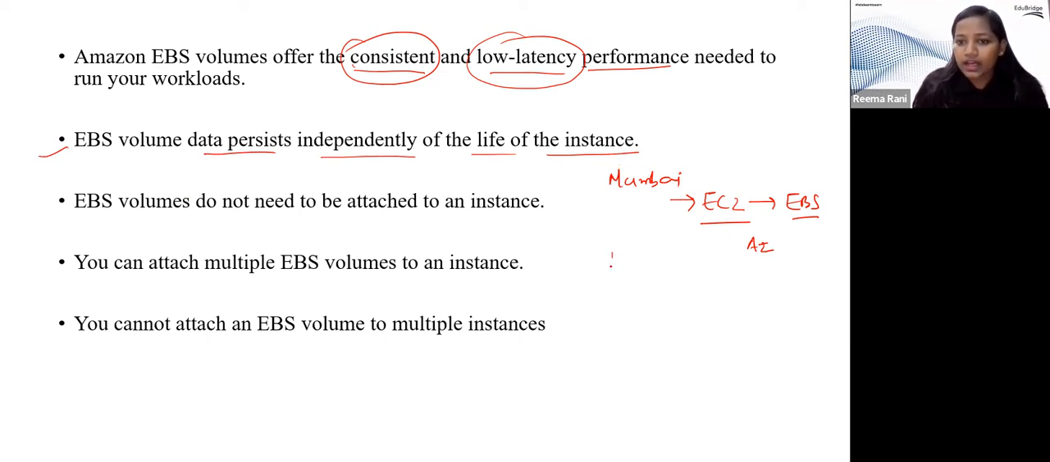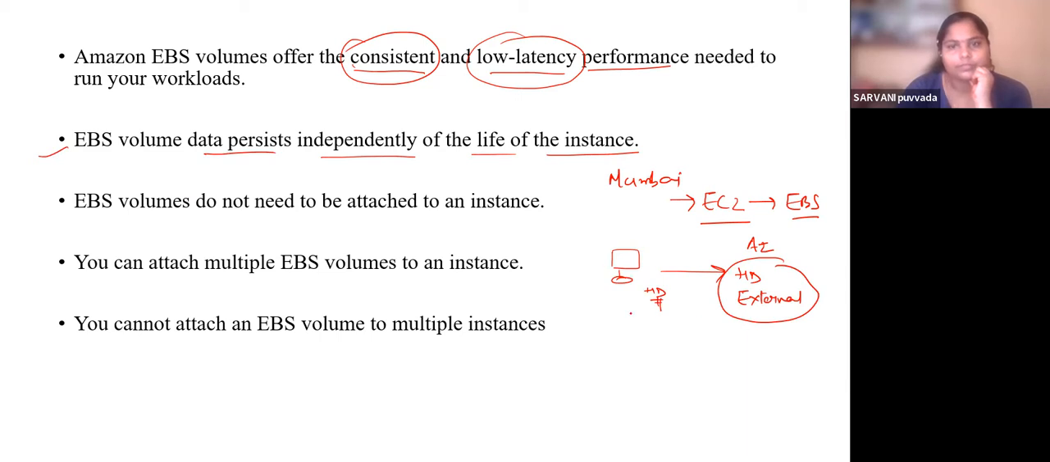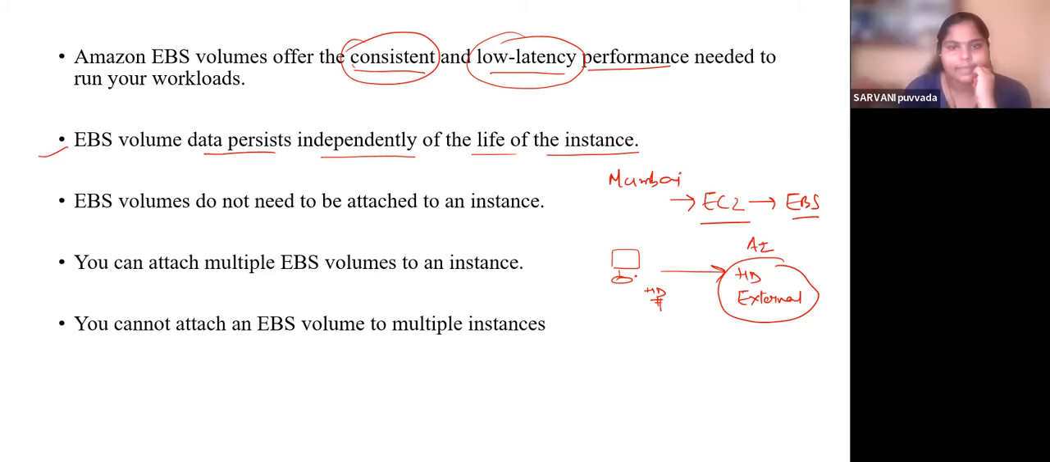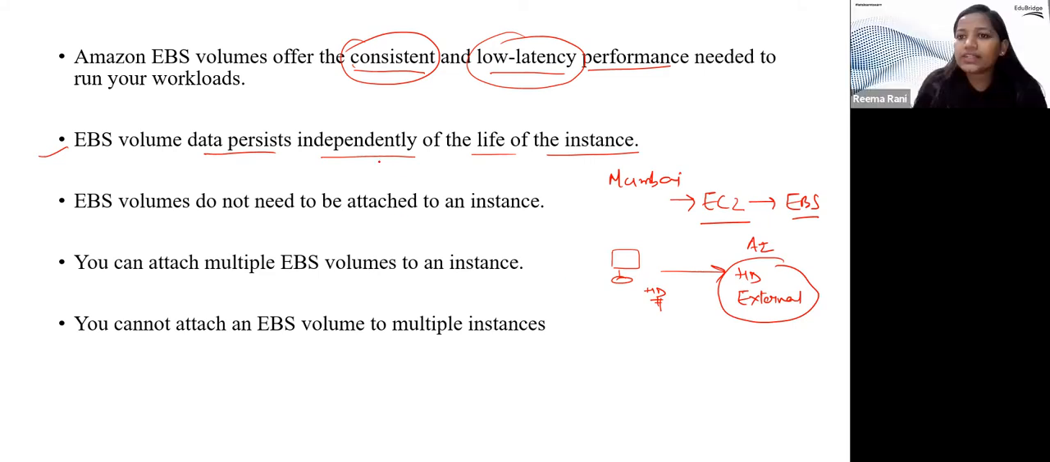Next thing, EBS volume data persists independently of the life cycle of the instance. Now tell me, if you have one hard disk that is attached to your system, can you attach another hard disk called an external hard disk? Yes. Okay. If you remove it or you attach it to another system, it doesn't impact your existing system. Yes or no? Yes. So your hard disk can independently exist in the system. Okay, you can attach multiple. Can you see this? You can attach multiple EBS volumes to an instance.